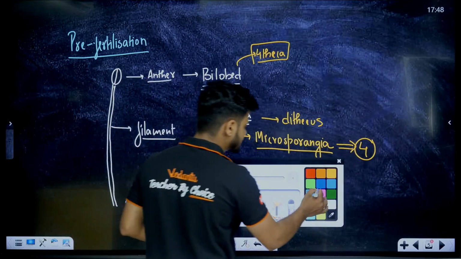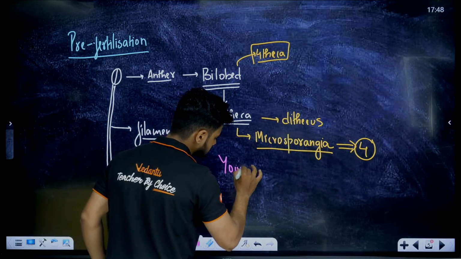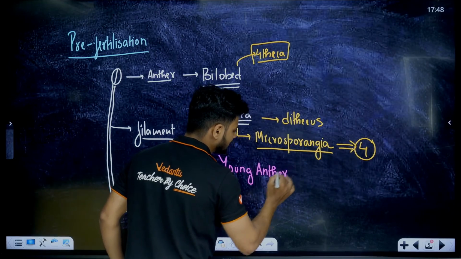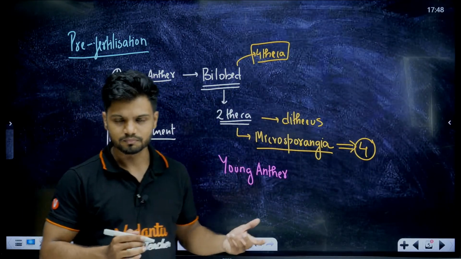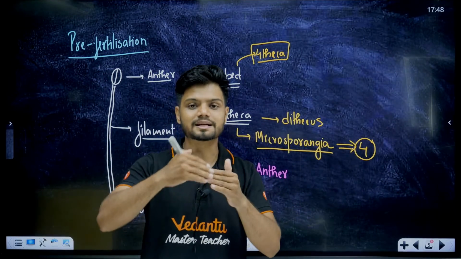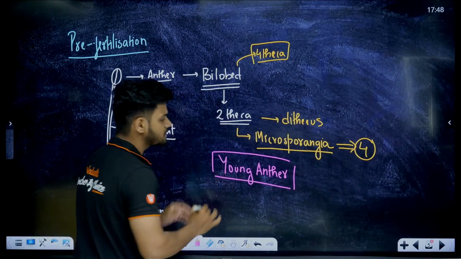Now, if you look at your NCERT, after this it talks about the structure of the young anther, which we will study in the detailed class. There, the epidermis, middle layer, tapetum, all those structures we'll study later on. But right now, this is just the basics. So let's focus on just the basics for now.